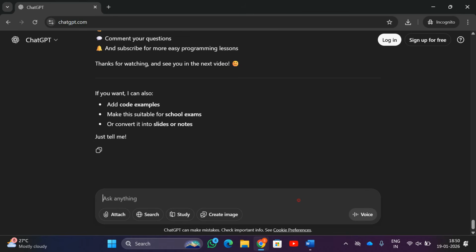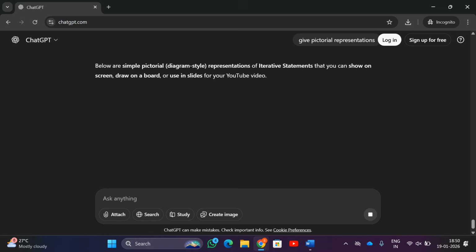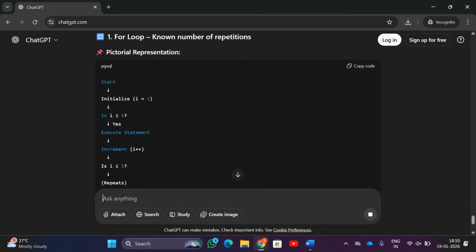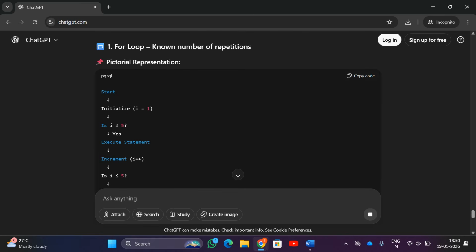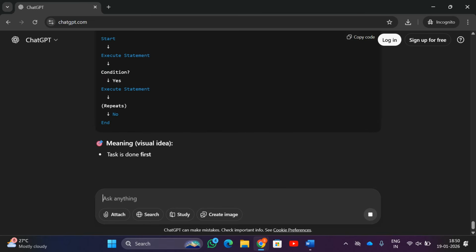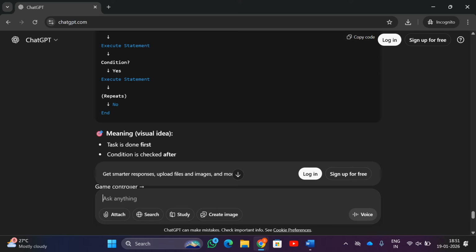Okay, so here also you can give pictorial representations. You can observe simple pictorial representation so that you can use all these things in your examinations too. So how it will be executed, right? So hope you understood. So instead of giving the complex, very large prompt, you can divide that large prompt into sequential prompts.